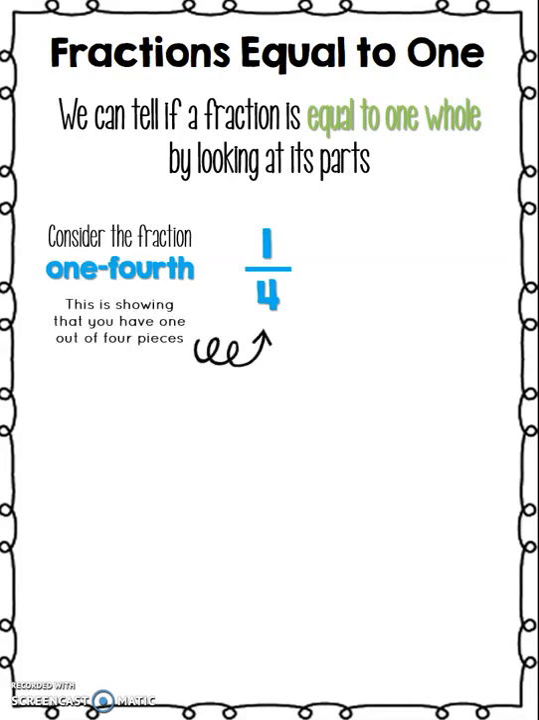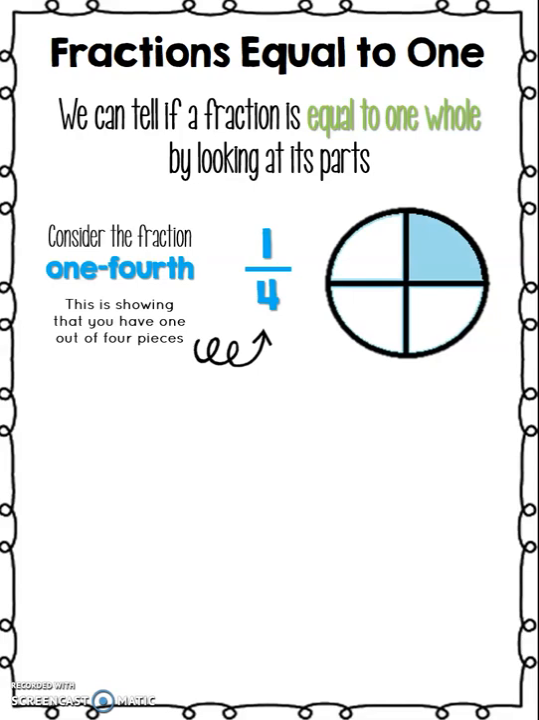We know that we're showing we have 1 out of 4 pieces here. Our numerator of 1 tells us we have 1 piece, and our denominator of 4 tells us it takes 4 pieces to make up 1 whole. So I could model that fraction like this. I know that that's less than 1 whole because I only have 1 out of the 4 total pieces that it would take.